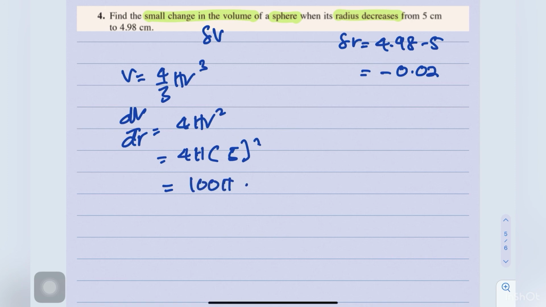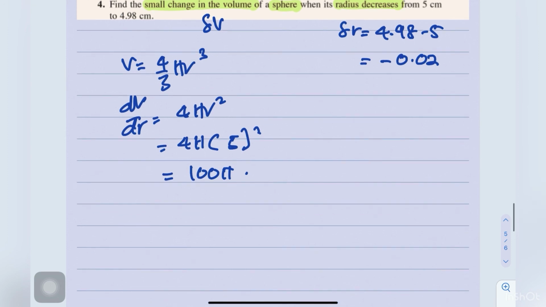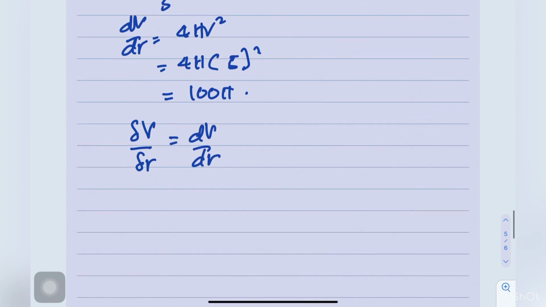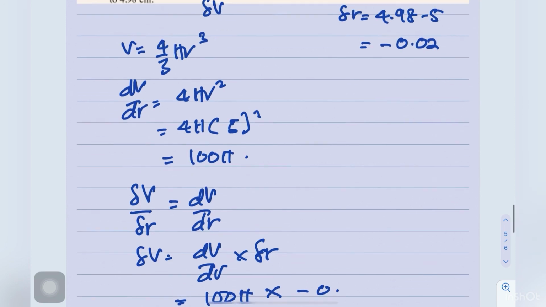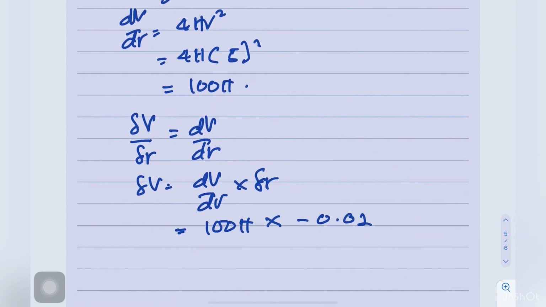Now we are going to find delta V. We use the relation delta V over delta r is approximately dV/dr. So delta V equals dV/dr times delta r. dV/dr is 100 pi, and delta r is negative 0.02. So the final answer will be negative 2 pi.